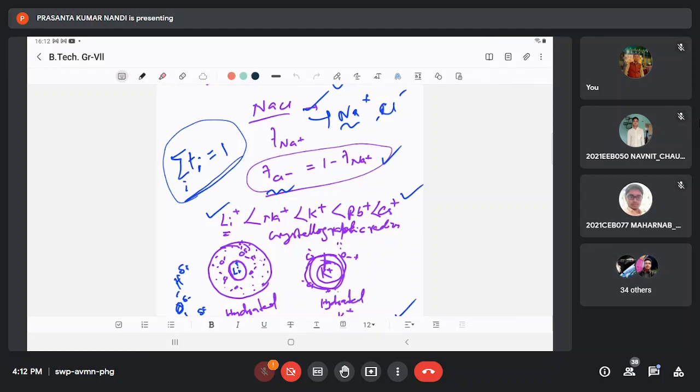And so on. But the question is, in aqueous solution of the salts or the ions, which ion will have a larger contribution to the conductance? Can you guess? In the solution, which ion carries the least conductance?